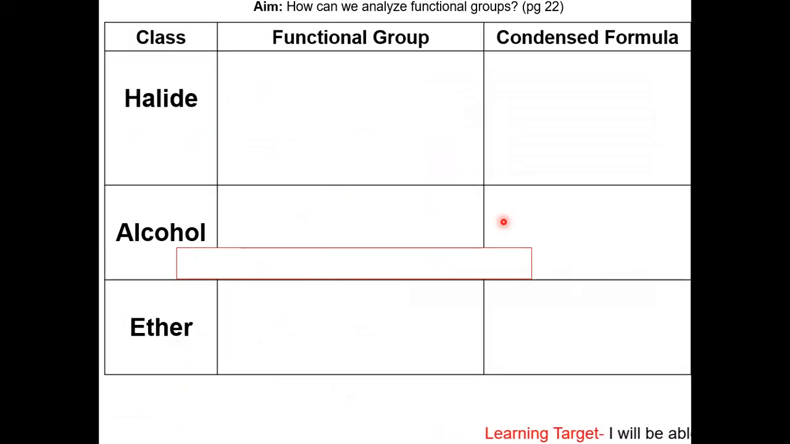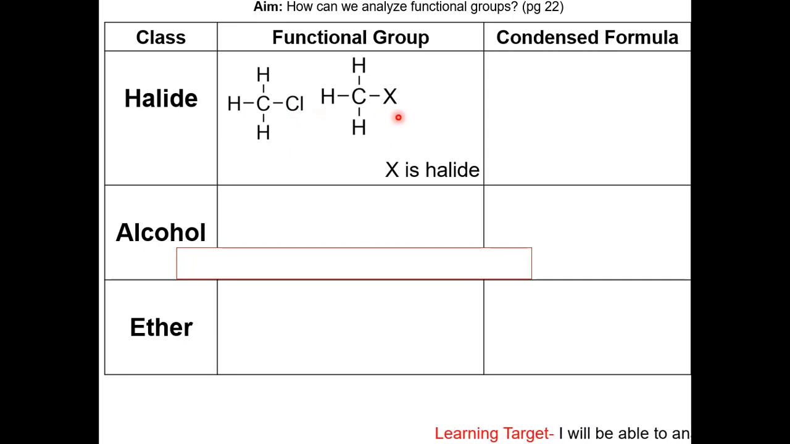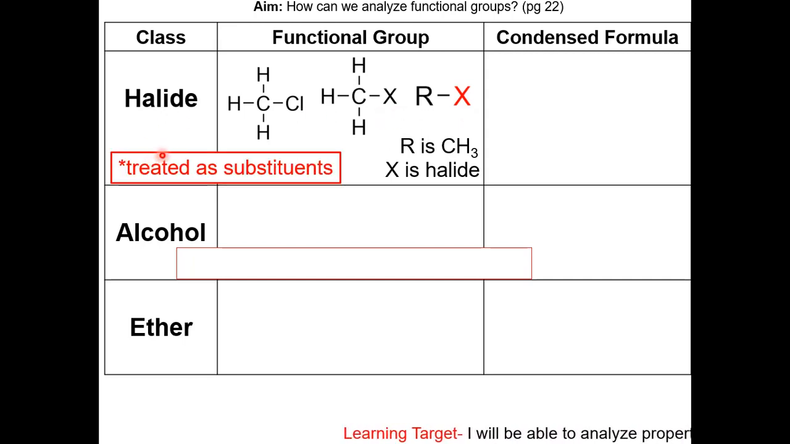Now let's go over the different classes of organic compounds and their functional group. The first one on Table R is halide. Halide refers to a group 17 element like fluorine, chlorine, iodine. Sometimes it's represented as an X. X is a halide. The functional group will be highlighted red for each class of organic compound in the molecule. Halides are treated as constituents, and the condensed formula for halides is RX.